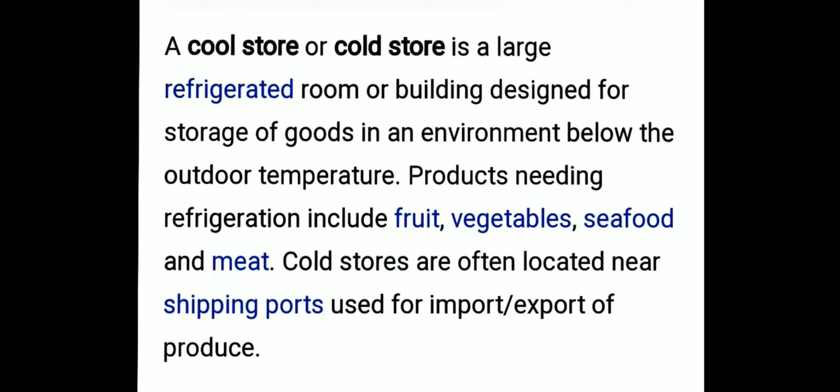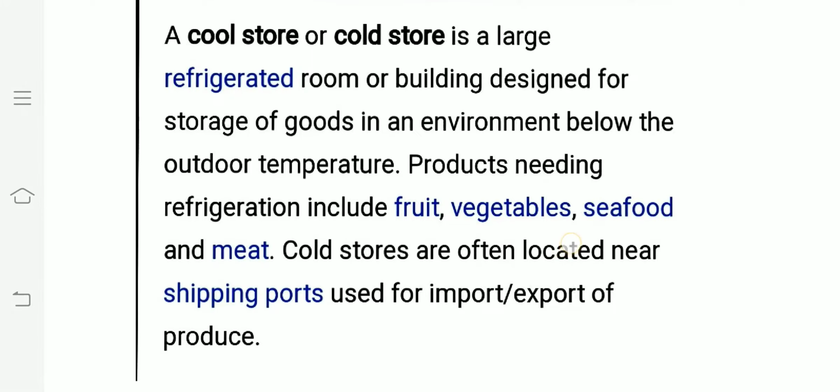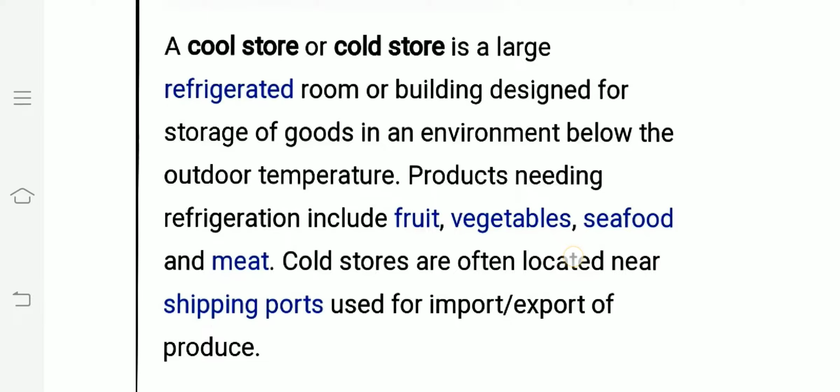Hello, BSCFT. As we were discussing the storage methods for fruits and vegetables in the last lecture, two methods were left to be discussed: cold store and hypobaric storage. So in this lecture we will cover cold store as well as hypobaric storage for fruits and vegetables.